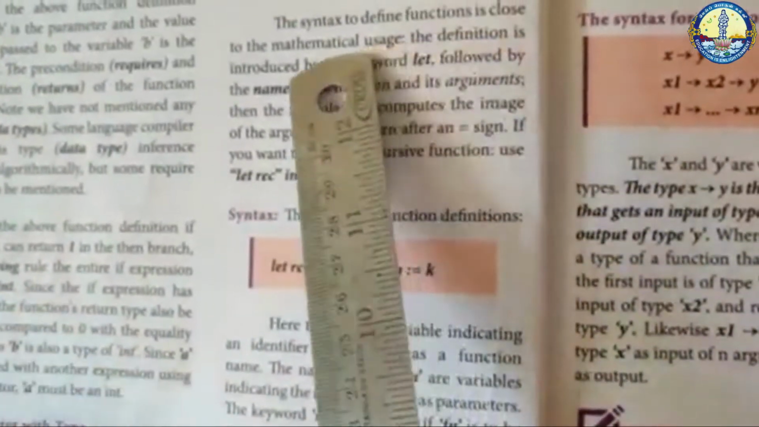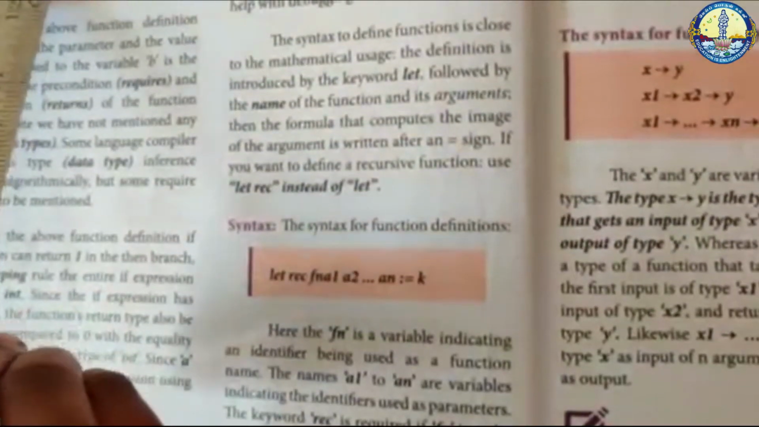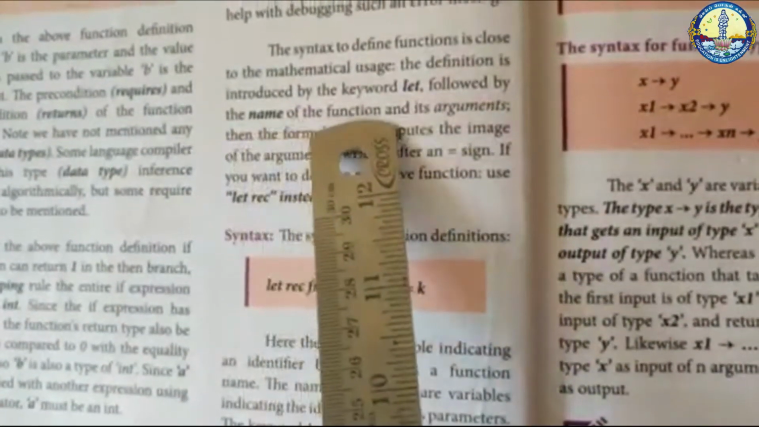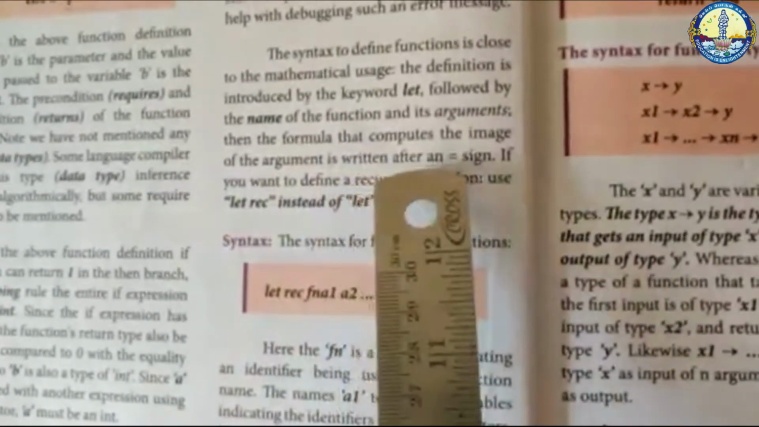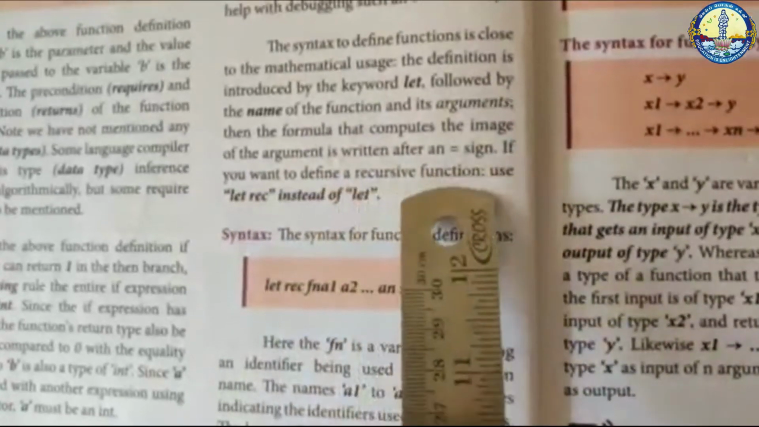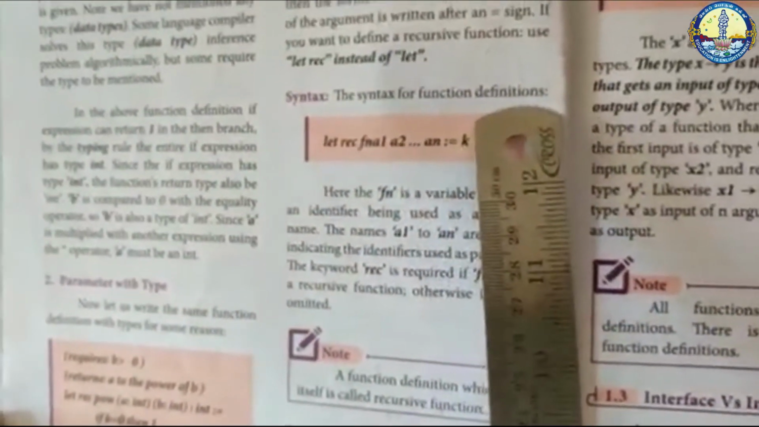Syntax of the function. The syntax to define a function is close to the mathematical usage. The definition is introduced by the keyword let. We have already seen that: let, followed by the name of the function and its arguments. Then the formula that computes the image of the argument is written after an equal sign. If you want to define a recursive function, use let rec instead of let.